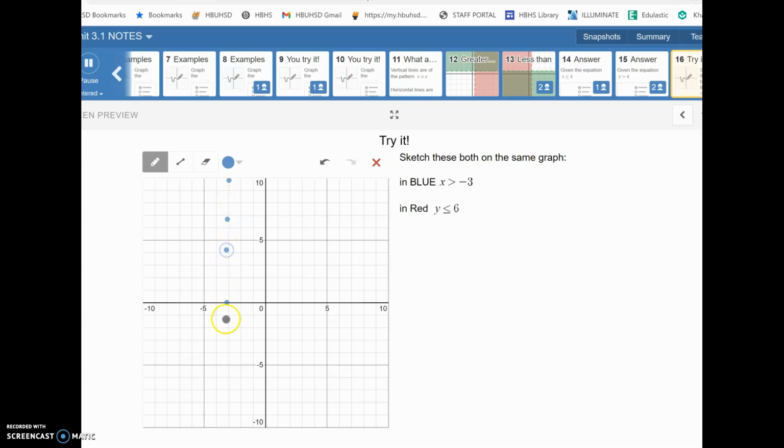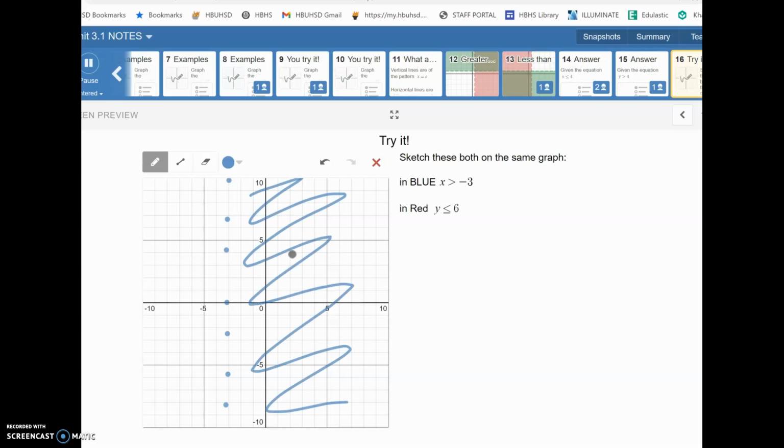Greater than -3. Is 0 greater than -3? Bigger than -3. Is 0 bigger than -3? Is it? Yes. So I'm shading in blue here. Then in red. Good morning. So to change it to red, I just click here and I pick red.